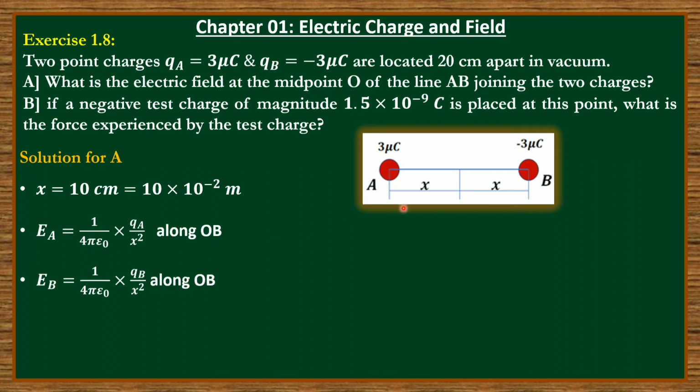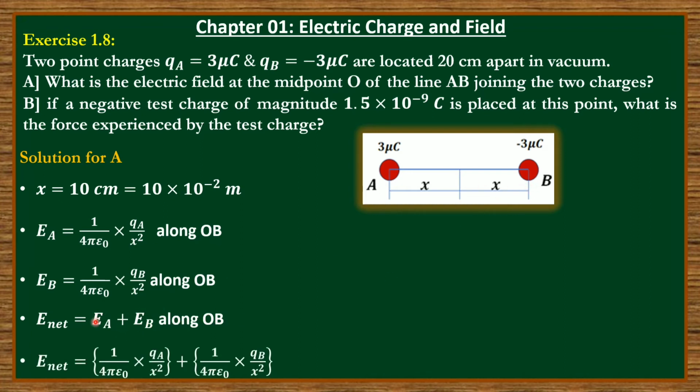Ultimately these two vectors are acting in the same direction, so the angle between them will be 0. So do the vector addition of EB and EA. Basically, in vector addition we have to do under root EA square plus EB square plus 2 EA EB into cos theta. Theta is 0, cos 0 is 1. So you will get EA plus EB, and the overall direction will be along OB.